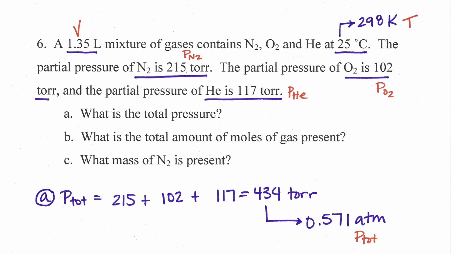We have several questions that we need to answer as a part of this question, and part A asks, what is the total pressure? In this case, we're given the three components in our mixture, and we're given the partial pressure of each, so our partial pressures are additive. When I add up those partial pressures, I get a total pressure of 434 torr, and when I convert that to atmospheres, I get 0.571 atmospheres.